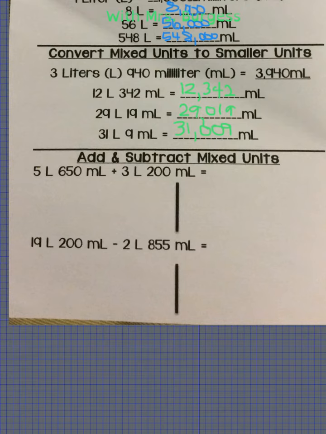We are adding and subtracting mixed units. So remember, we always have to add common units. We cannot add apples to oranges. We cannot add milliliters to liters. All right, so we need to convert. We're going to show two ways. We're going to convert over here. 5 liters, 650 milliliters, plus 3 liters, 200 milliliters. So I'm going to write these all as the smallest unit, milliliters, and then add.